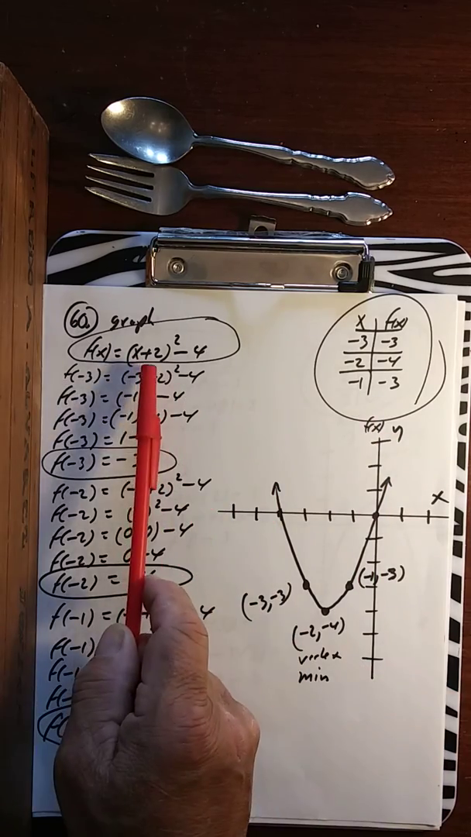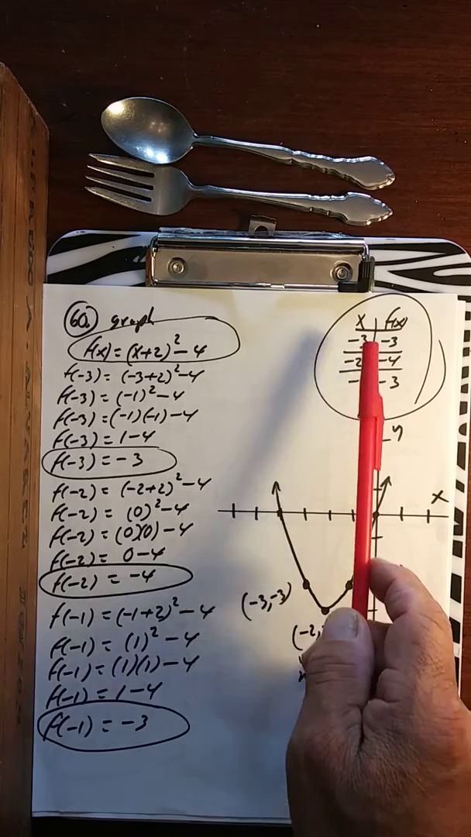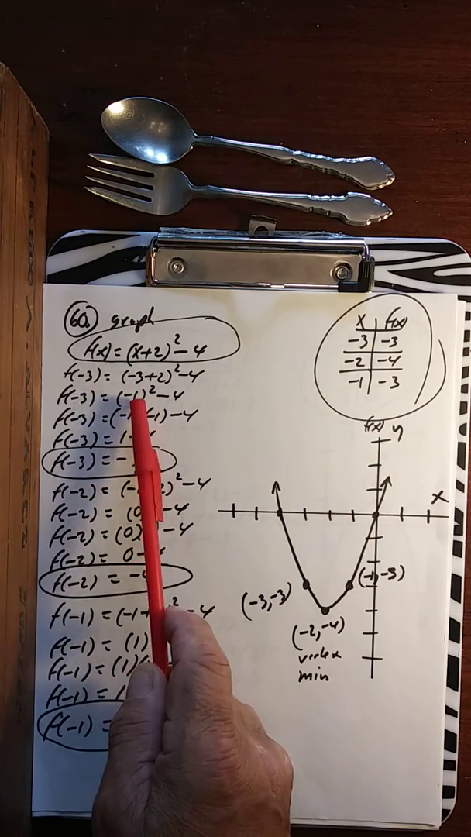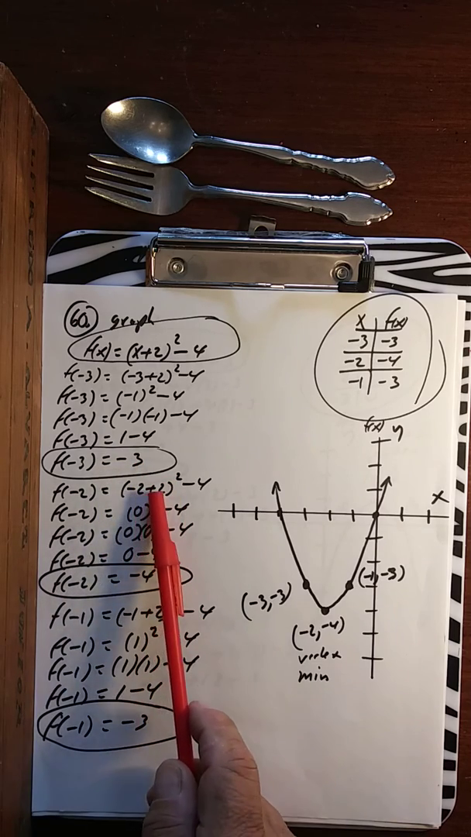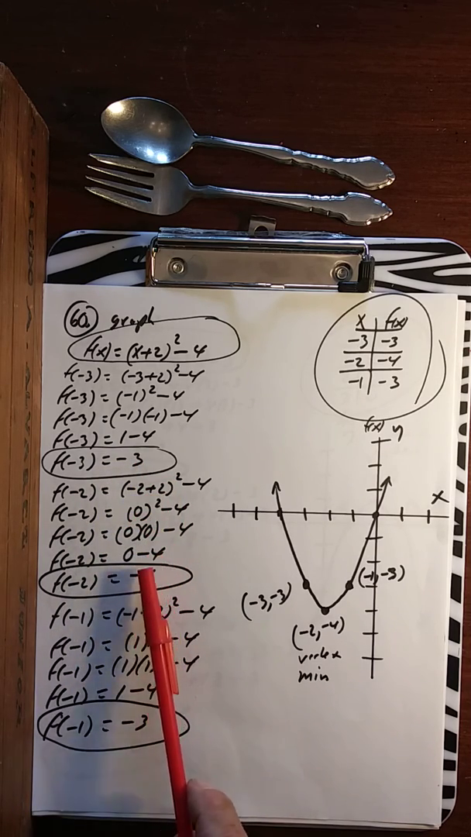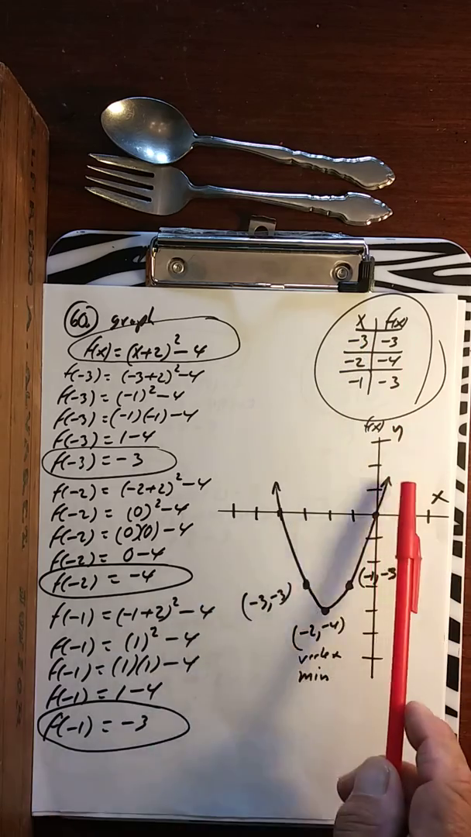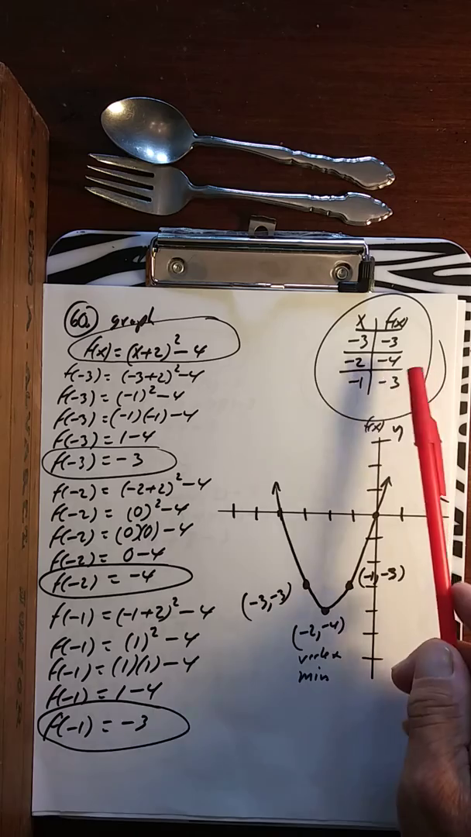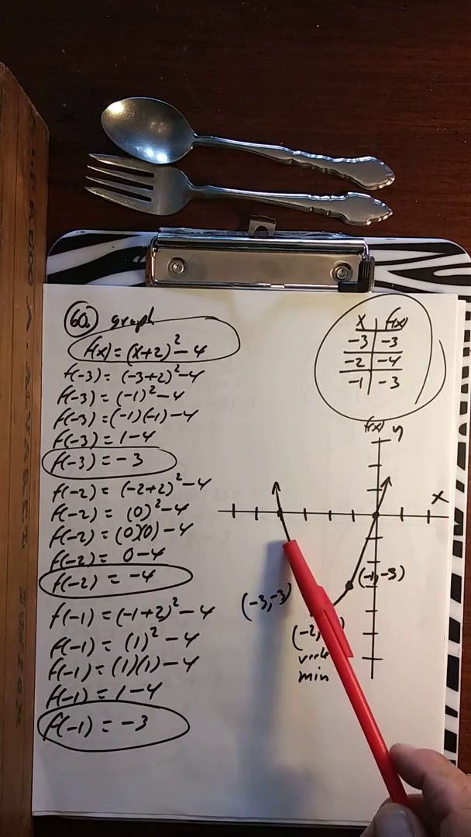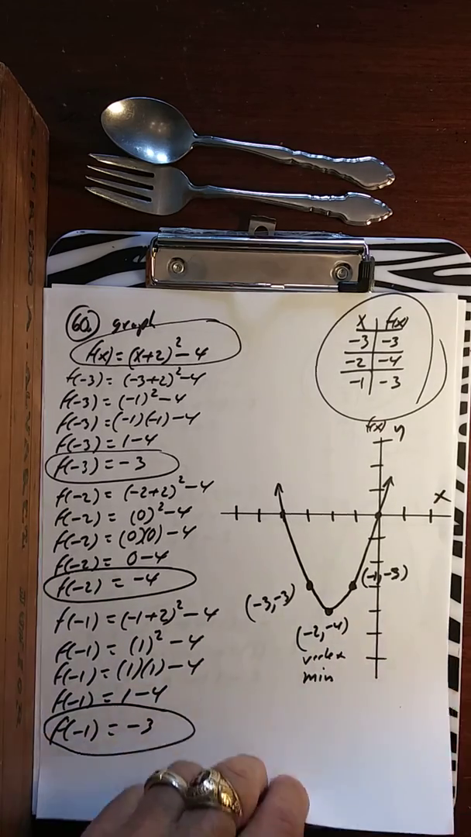Graph this. I'm going to pick numbers that will make this 0, so negative 2 will make this 0. So I'm going to put negative 3, negative 2, negative 1 in there. So negative 3 in there. That's going to be 1, 1 minus 4 is negative 3. And negative 2 gives a 0. 0 times 0 is 0, minus that is negative 4. And negative 1 gives you a 1. 1 times 1 is 1, 1 minus 4 is negative 3. So we have negative 3 and negative 3, negative 2 and negative 4, and negative 1 and negative 3. So connect the dots. It's going to go like that. Parabola with a minimum vertex right there.